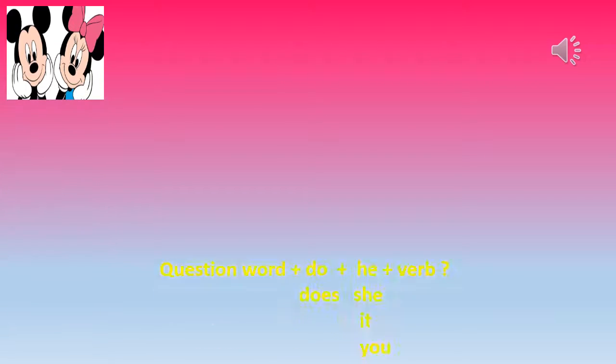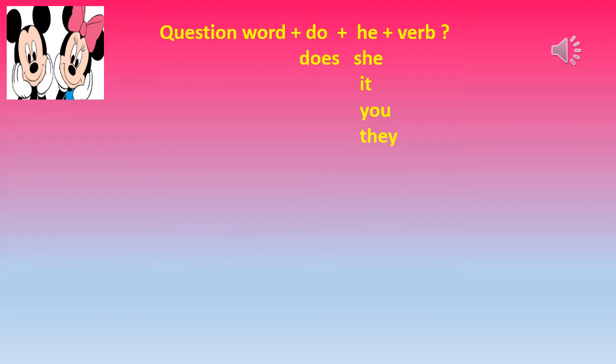Now, my students, let me explain to you how to form a question. First of all, you have to put the question word. Question word, as I told you, it's like when, what, where, how often, and then you are going to put do or does. And then you are going to put he or she or it or you or they. After that, you have to put the verb.